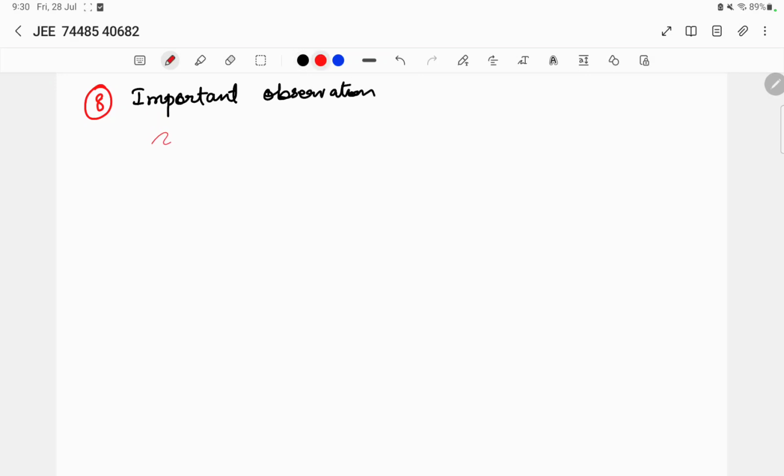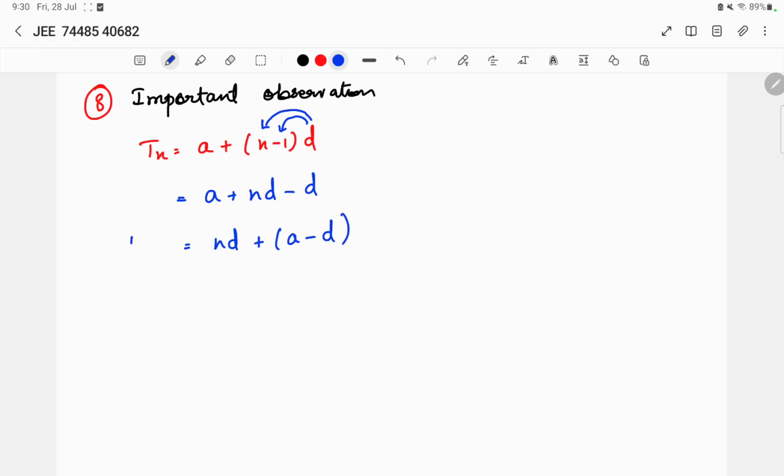See, I am taking Tn. Tn, as you know, the nth term of this AP is A plus n minus 1 into D. So now what I am doing here is, this D is common for both the terms. I am multiplying this inside. So if I multiply this inside, I will get A plus nD minus D. Now I can write this as nD plus A minus D. So this will be Tn. So just I am simplifying this. So I got this value as Tn.